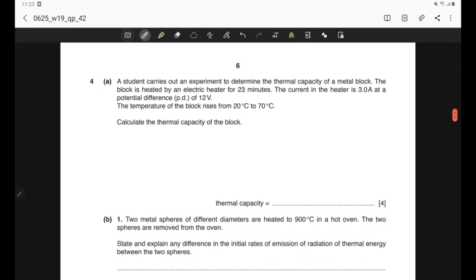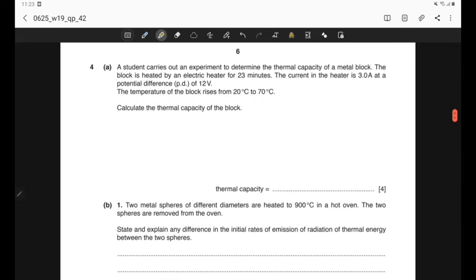Question 4. A student carries out an experiment to determine the thermal capacity of a metal block. The block is heated by an electric heater for 23 minutes. The current in the heater is 3 ampere at a potential difference of 12 volts. The temperature of the block rises from 20 degrees Celsius to 70 degrees Celsius. Calculate the thermal capacity of the block.